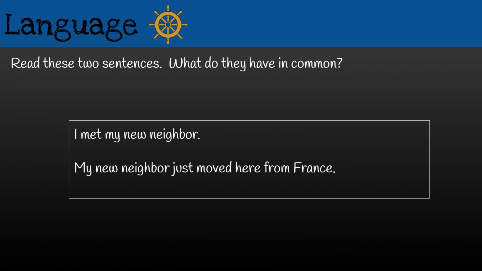All right, so here are two sentences. I'm going to read them to you, and I want you to tell me what they have in common. I met my new neighbor. My new neighbor just moved here from France. You heard me repeat my new neighbor. The subject is what's repeating.